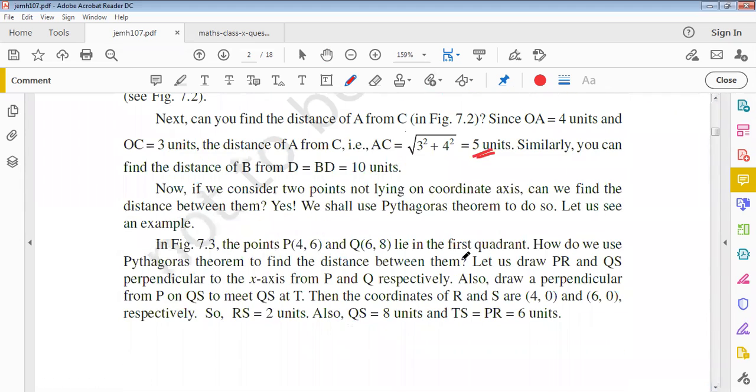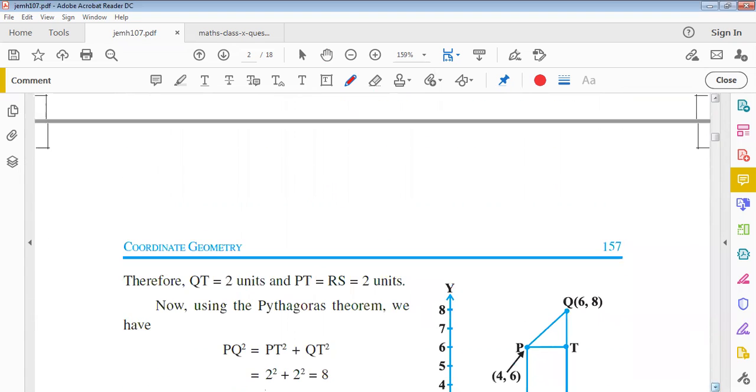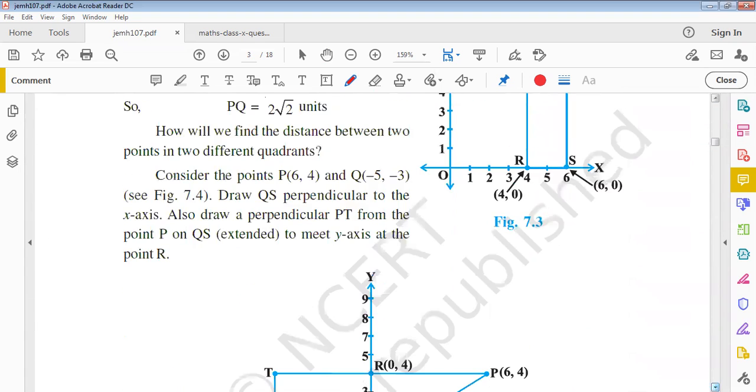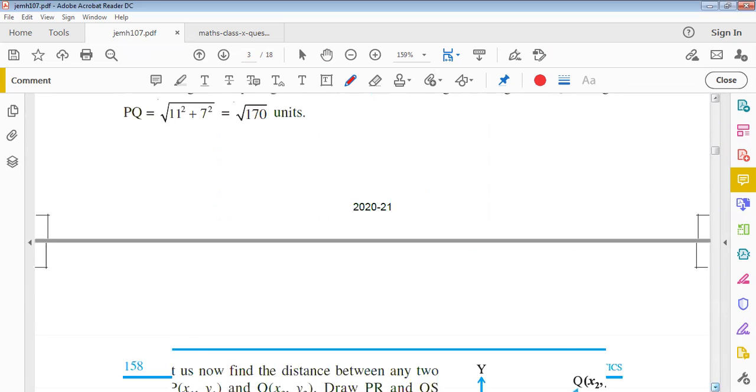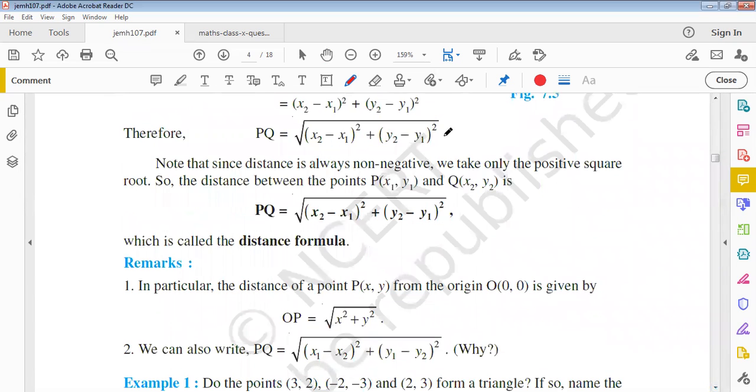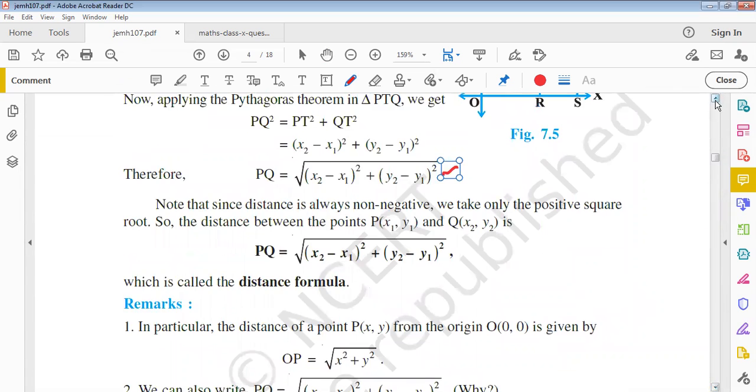See, like this, using the Pythagoras theorem, we can tell if you are able to mark the points on the x-axis and y-axis. Suppose we are unable to mark the points on the x-axis or y-axis, and they are somewhere in the plane, then there is a formula to find the distance.